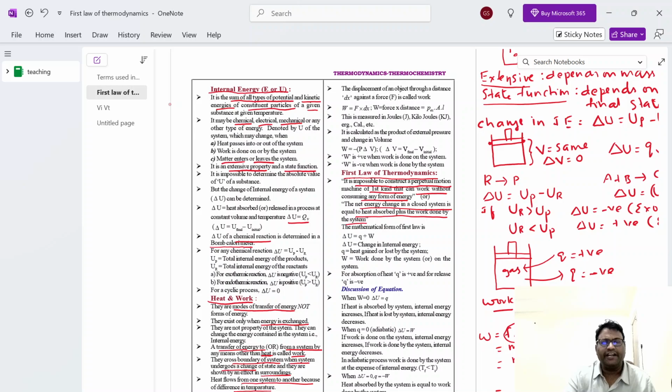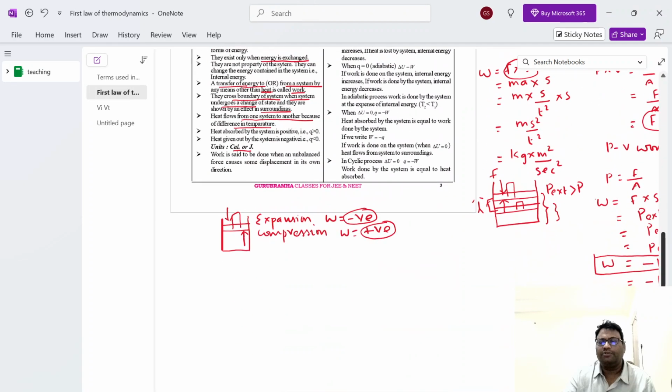What is that? Net energy change in a closed system is equal to heat absorbed plus work done on the system. So the mathematical representation of the first law is delta U is equal to Q plus W. All these things we have already discussed. So that is about the first law of thermodynamics.